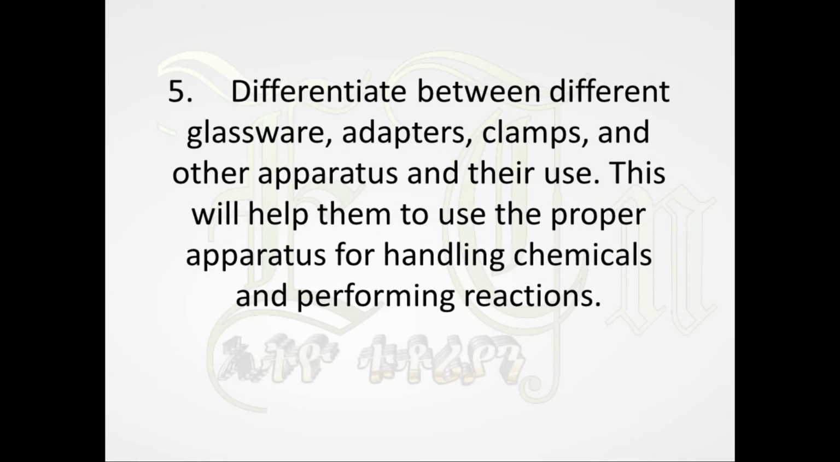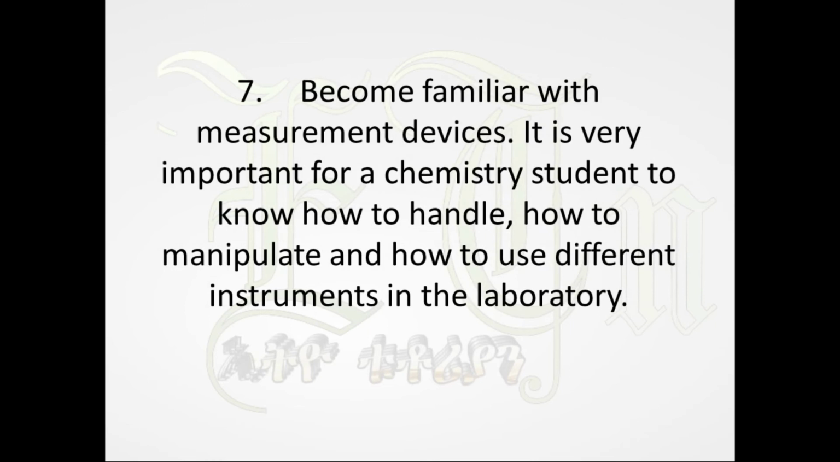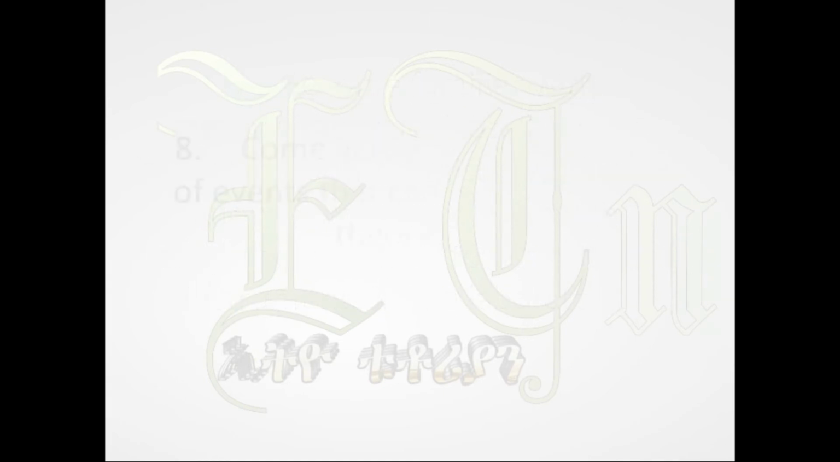5. Differentiate between different glassware, adapters, clamps, and other apparatus, and their use. This will help them to use the proper apparatus for handling chemicals and performing reactions. 6. Be able to prepare a setup to perform an experiment. 7. Become familiar with measurement devices. It is very important for a chemistry student to know how to handle, how to manipulate, and how to use different instruments in the laboratory.